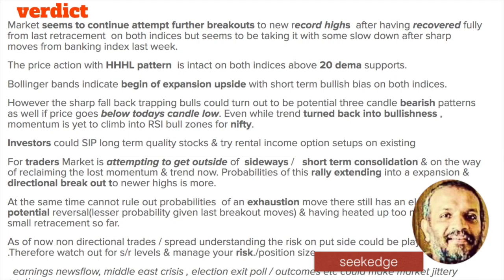But still, you cannot rule out the probability of an exhaustion move, like how it reverses after hitting highs, because the indices have heated up and valuations are a little high, and we have hardly had any major correction. Even Banknifty corrected only 8.5%, Nifty has not gone down more than 5%, so it's pretty heated up. There is a probability of an exhaustion that can come.